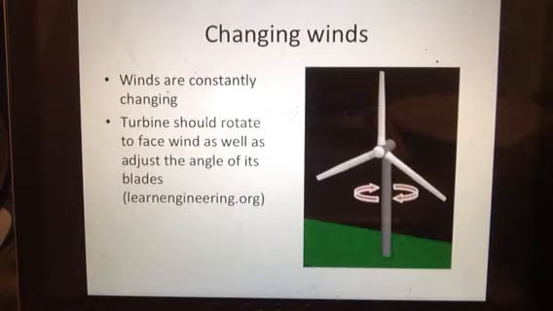Our last design criteria is the ability to adjust to changing winds. Wind is hardly ever blowing in a constant direction at a constant speed, so our wind turbines must be able to adjust for these changing winds. Learn Engineering says the best way to account for changing winds is to allow our turbine to rotate about its axis so that it may constantly face the wind even as it's changing. In addition to that, allowing blades to rotate upon their axis increases their wind interaction.